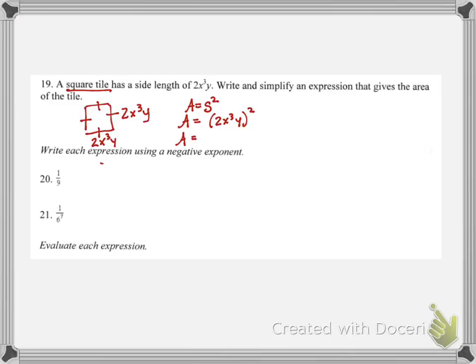So we raise a power to a power. We're going to share the power, so 2 squared. When we are multiplying exponents, when we're raising a power to a power, we're supposed to multiply the exponents. So we get x to the 6th and y squared. Simplify it even further. 2 squared is 4, and we've got x to the 6th, y squared.